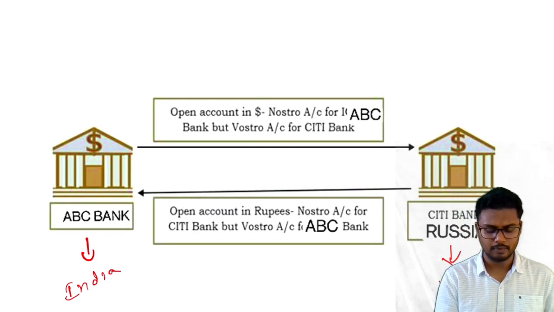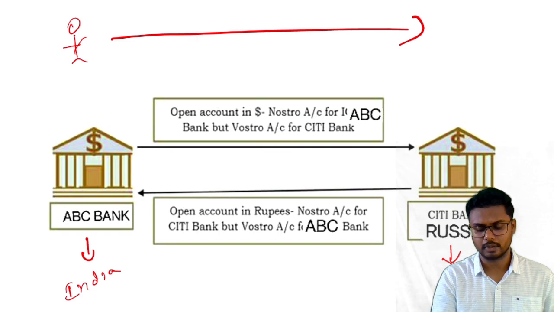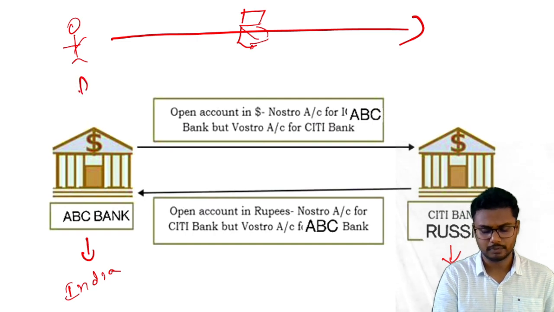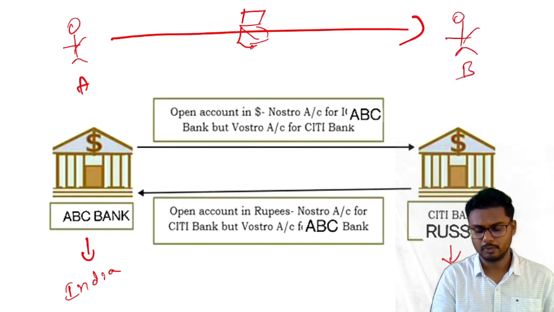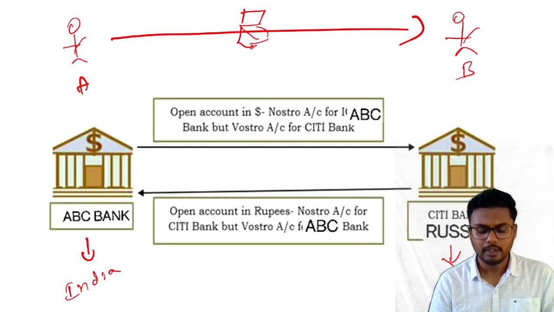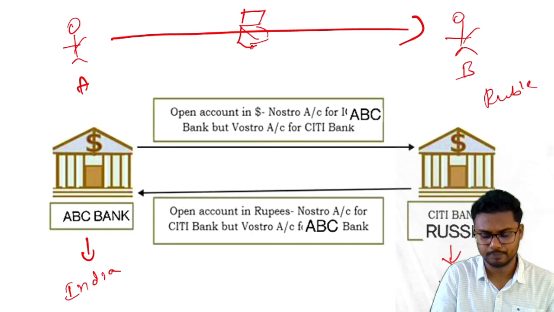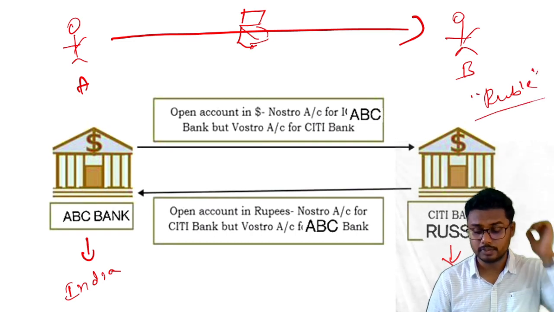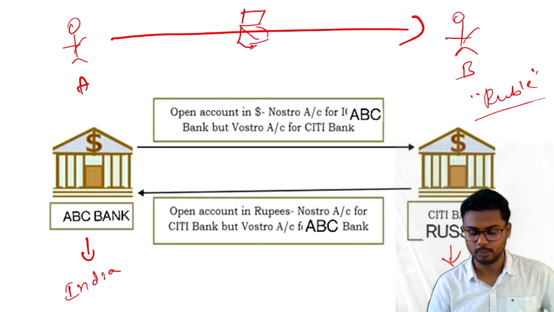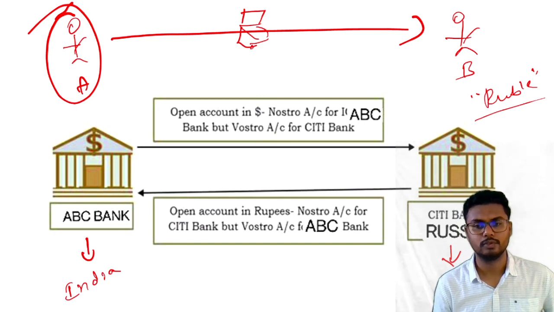Right? Let us assume that person A from India sells a computer to a person B who is residing in Russia. But this person B, since he is residing in Russia, can only make payments in ruble, which is Russia's local currency. Understand this concept? It's pretty simple. Since he is residing in Russia, he can make payments only in ruble. But this person A has nothing to do with ruble. He wants money in the form of rupees.